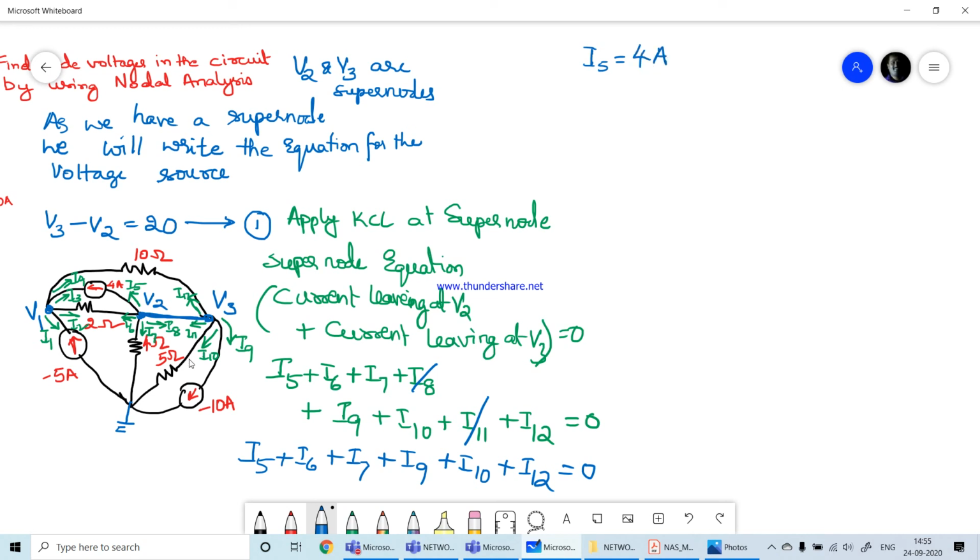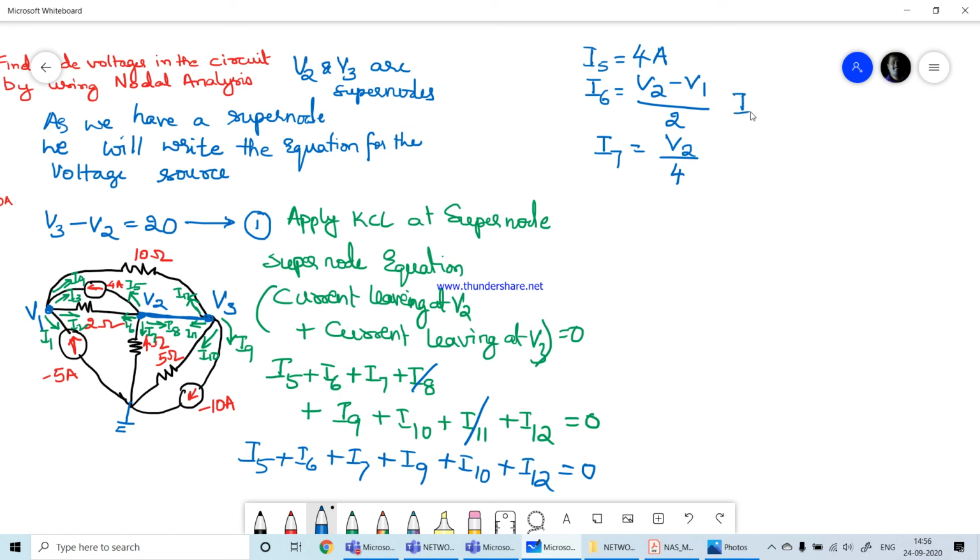I5 is 4 amps. What is I6? I6 is the formula which you said just now: V2 minus V1 by 2. I7? I7 is the current flowing through 4 ohms. V2 by 4. Fantastic. I8 is not there. So I5, I6, I7 are the currents flowing through the 3 branches, where I8 got cancelled with I11.